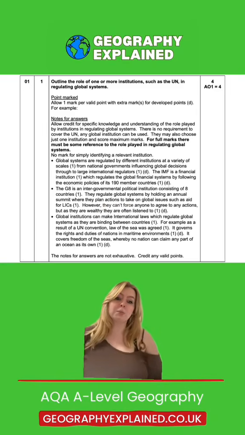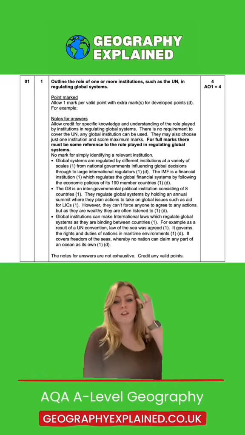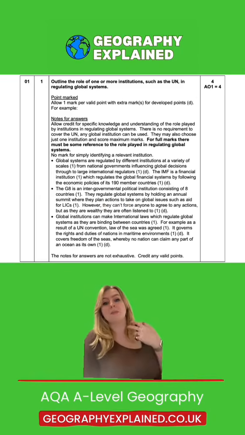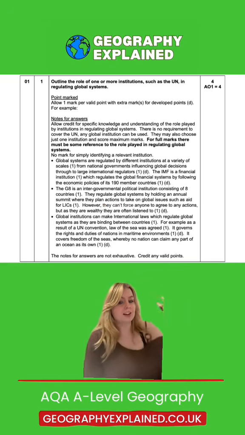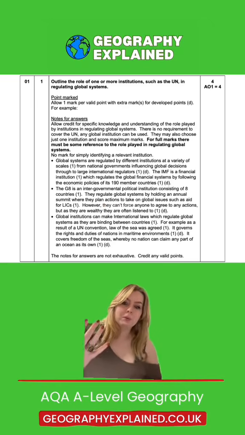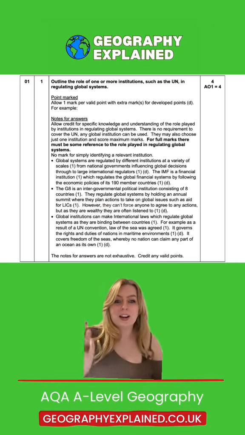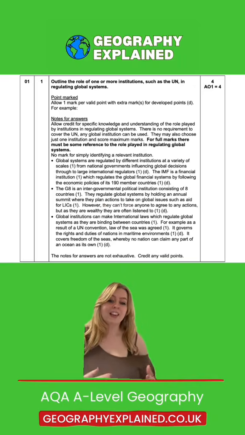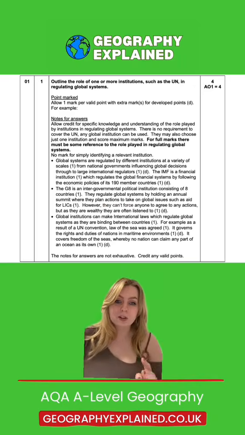Another example comes from global political cooperation. You say that the G8 is an intergovernmental political institution made up of 8 major economies. You could then explain that they meet at annual summits to coordinate responses to global issues such as international and economic stability. Again, that development turns your point into a 2-mark point.